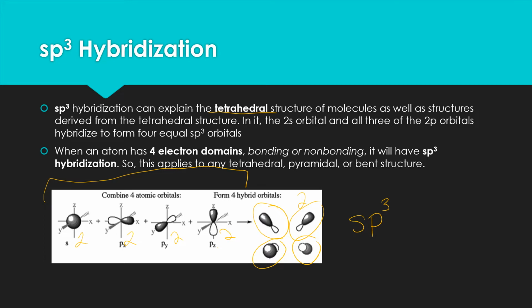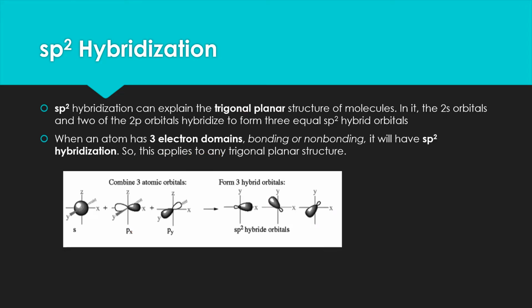So this type of hybridization will work for tetrahedral, pyramidal, or bent structures with 4 electron domains. sp2 hybridization can explain the trigonal planar structures of molecules. In it, the 2s orbital and 2 of the 2p orbitals hybridize to form 3 equal sp2 hybridized orbitals. So when an atom has 3 electron domains, bonding or non-bonding, a total of 3, it will have sp2 hybridization.